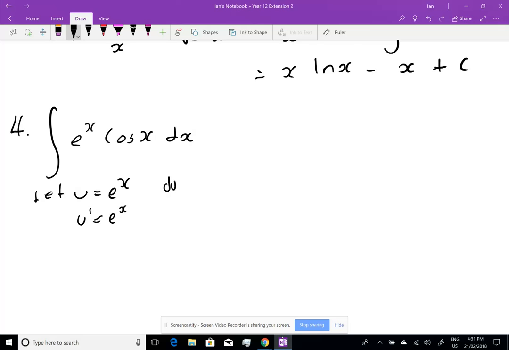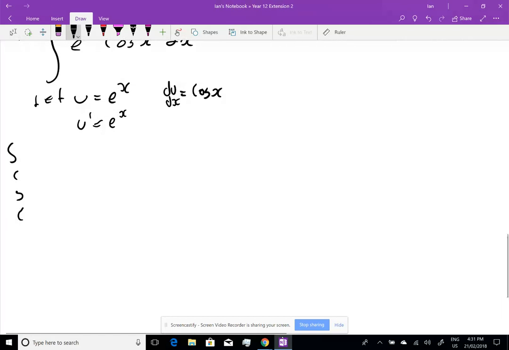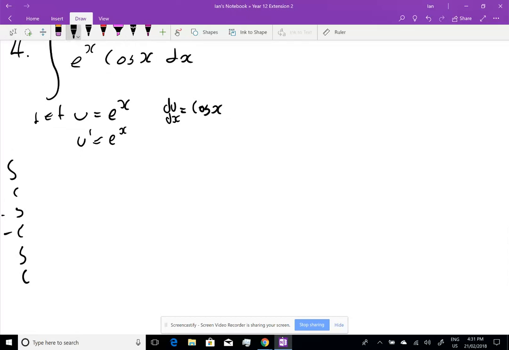Now, dv dx equals cos x. I write my sine, cos, sine, cos, sine, cos. And integrate cos, v equals sine x. I write my rule, and I get uv minus, they look the same, uv minus the integral of v u dash dx.